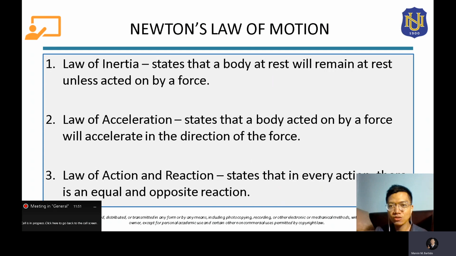Now, let's talk about Newton's laws of motion. We are familiar already with these laws of motion of Newton, right? So let's recite this. The first Newton's law of motion is the law of inertia. It states that a body at rest will remain at rest unless acted on by a force. The second one is the law of acceleration. It states that a body acted on by a force will accelerate in the direction of the force. And the last one is the law of action and reaction, which states that in every action, there is an equal and opposite reaction.